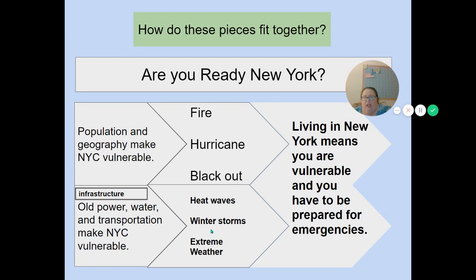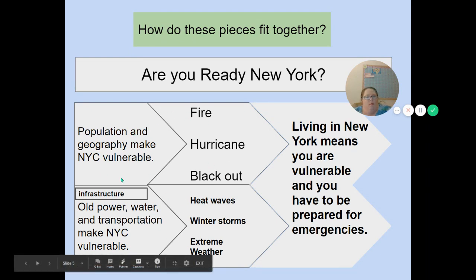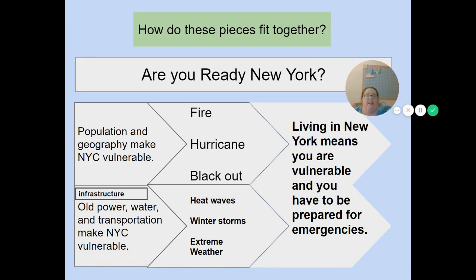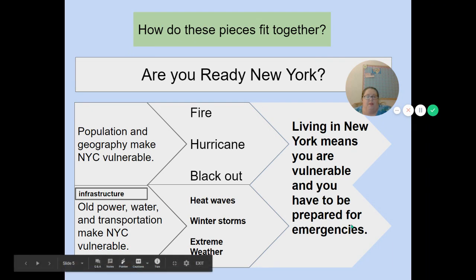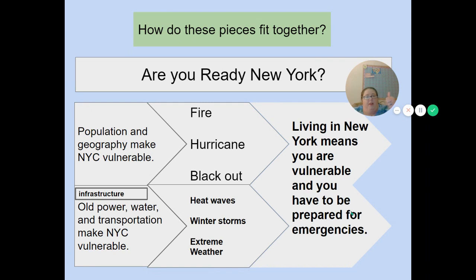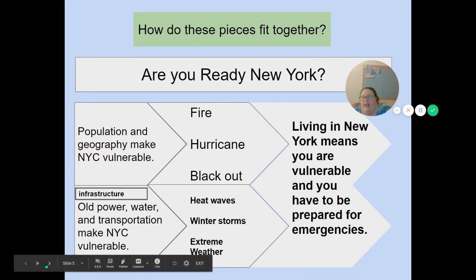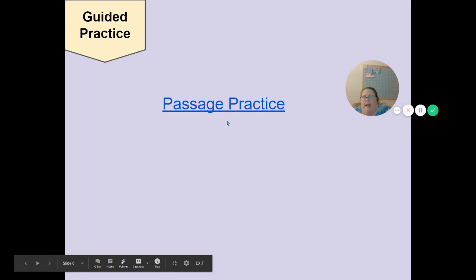So, what's the big idea? When we piece all of this information together, we've been hearing vulnerable and be prepared. So, living in New York means you are vulnerable and you have to be prepared for emergencies. We've got vulnerable in there, we've got prepared in there, we've got emergencies in there. That's how all of that fits together. And so that's how you come across an implied main idea.